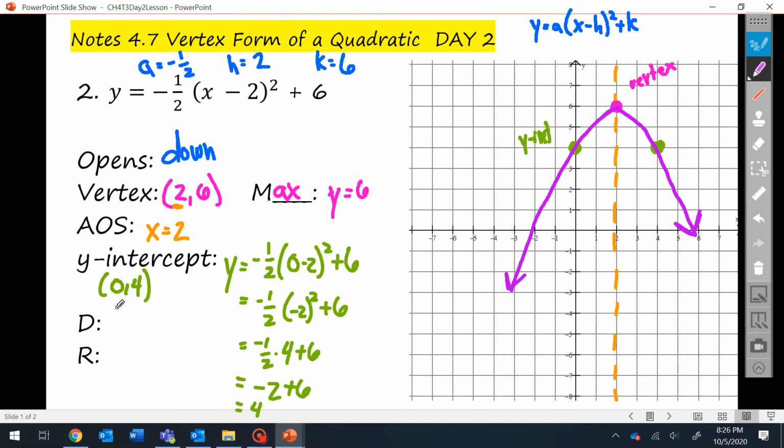Our domain, of course, -infinity to infinity. That's the same every time. Now this one is bounded on the top. Okay? It doesn't have a lower bound, but it is bounded up here on the top. So even though it doesn't have a lower bound, it goes down to -infinity, it does have an upper bound up here at 6. So the range is going to be -infinity to 6. It's bounded by the maximum, so it's bounded at the top.